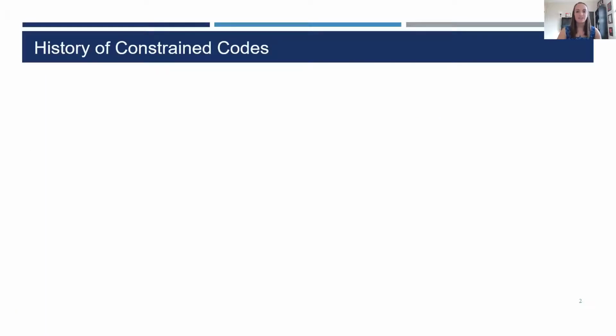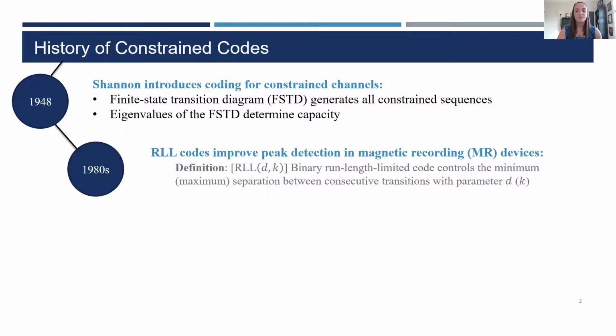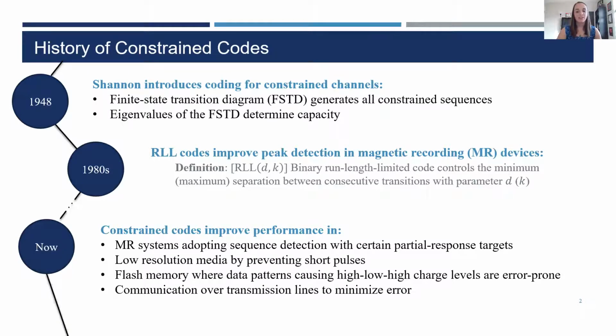I'd like to begin with a brief history on constrained codes. Shannon first introduced coding in constrained channels in 1948 and showed that a finite state transition diagram can be used to generate all of their sequences and calculate the channel's capacity. Then, in the 1980s, run-length limited codes began being used to improve peak detection in magnetic recording devices. These codes were associated with transition-based signaling. In modern days, constrained codes find application in various systems, such as certain magnetic recording systems that have adopted sequence detection, low-resolution media, flash memory, and communication systems.